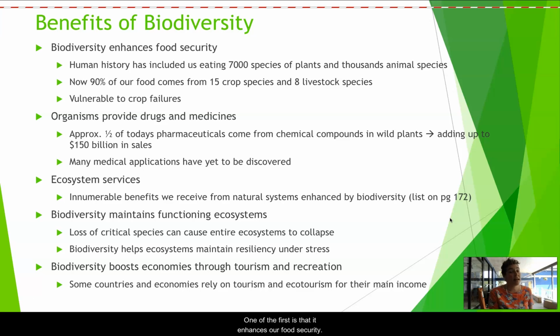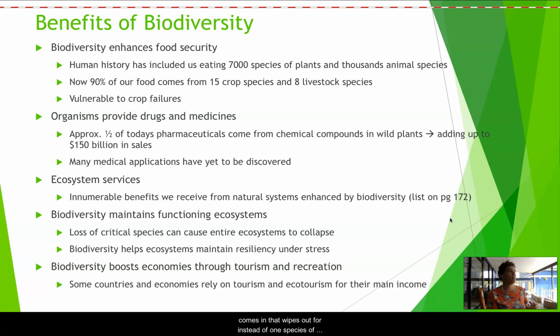One of the first is that it enhances our food security. Human history has included us eating about 7,000 different species of animals and plants. But over time, that has narrowed down and narrowed down and narrowed down. And now about 90% of our food comes from only 15 crop species and 8 different livestock species. That's not very much. And one of the problems with that is that it leaves us vulnerable to crop failures.